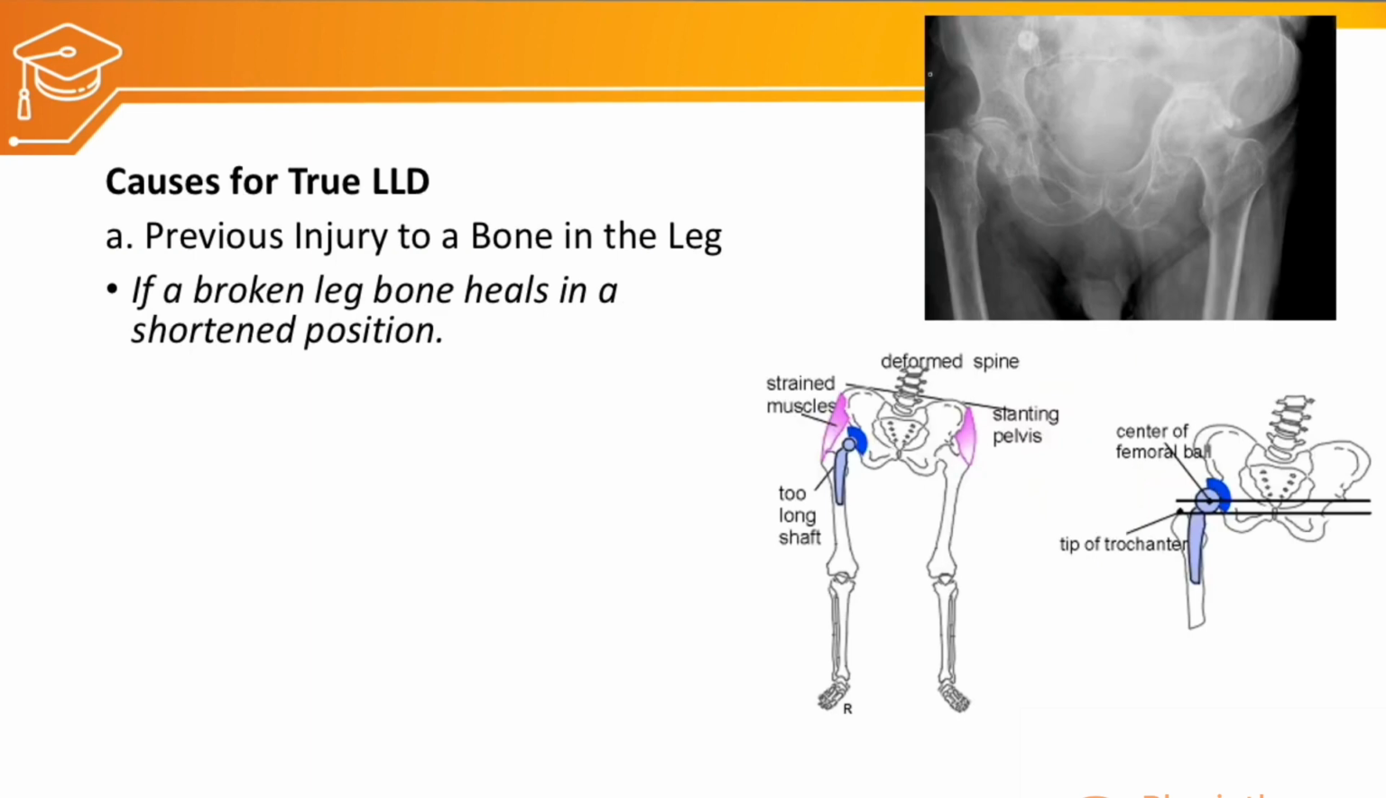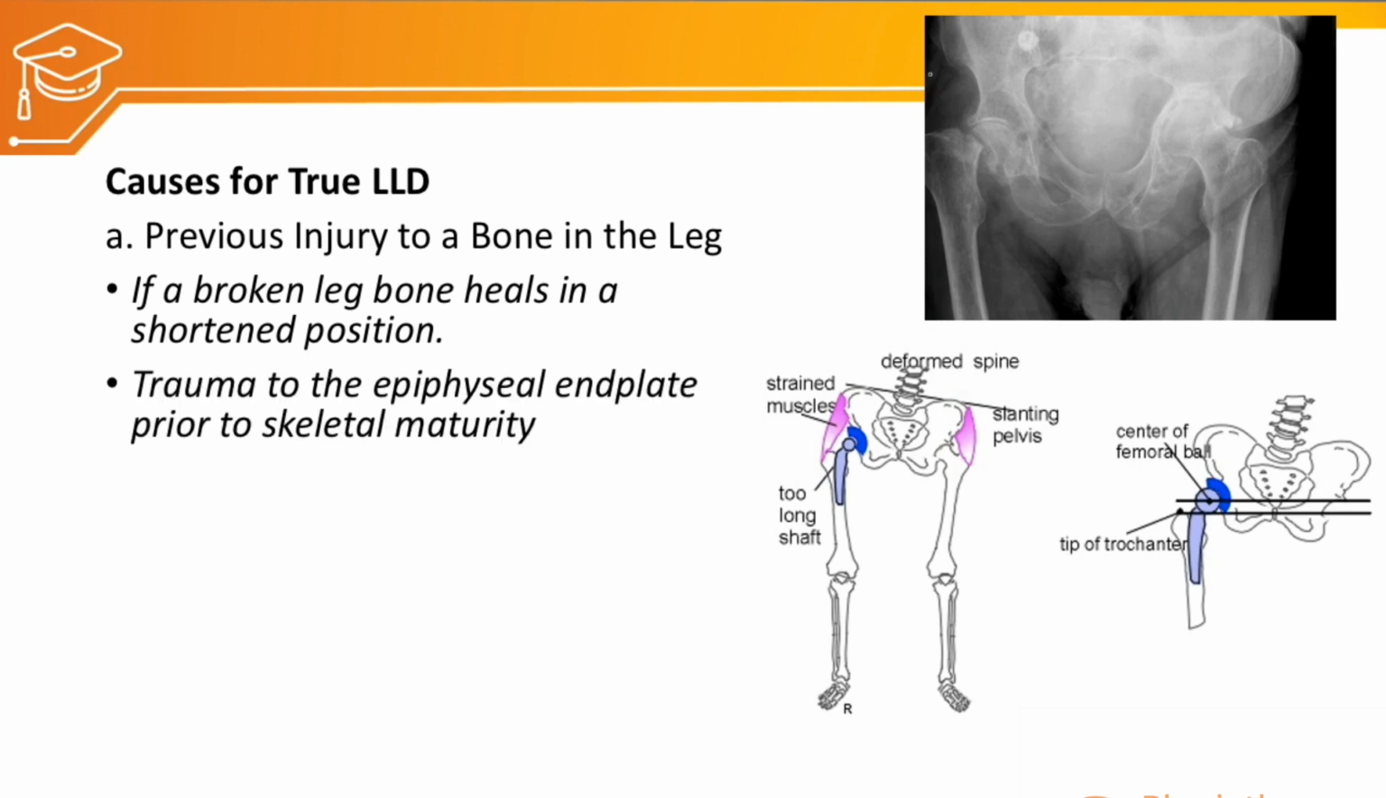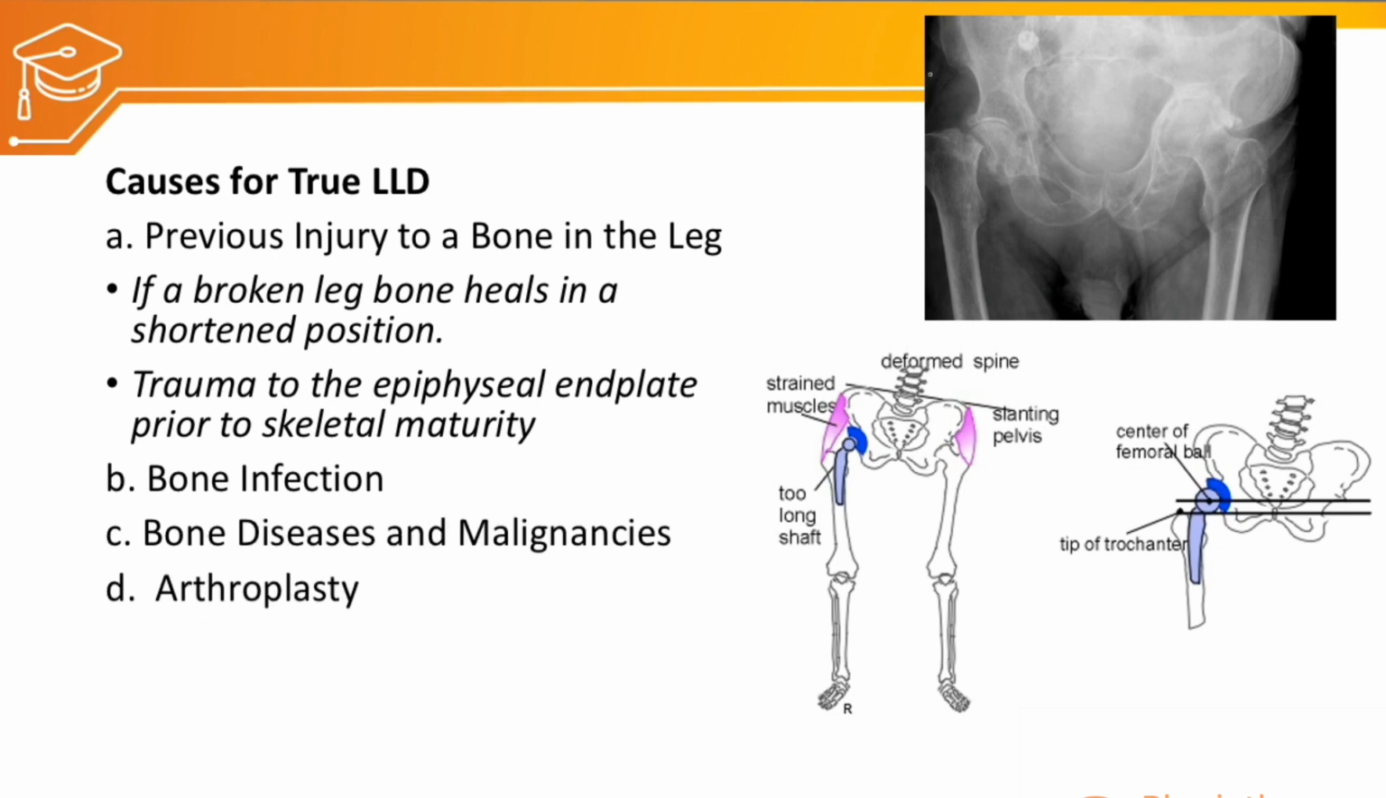Some of the causes for true limb length discrepancies could be previous injury to the bone, for example, fracture of the bone. After a fracture, if the bone heals in a certain position, then it can cause limb length discrepancy. If there is any trauma to the epiphyseal end plate prior to skeletal maturity, it also can cause abnormal growth on one side, causing limb length discrepancy. Any bone infection could be the cause, or any kind of bone diseases and malignancies.